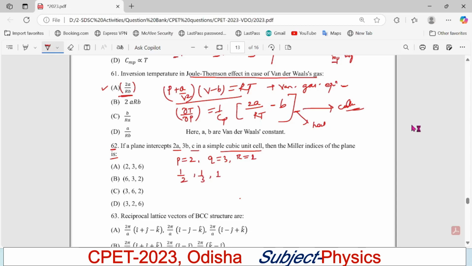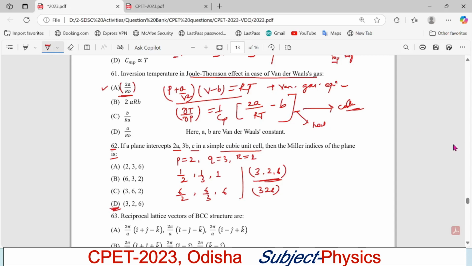So multiplying by 6: 6 by 2, 6 by 3, 6 by 1. So this will be 3, 2, 6. So 3, 2, 6 is the Miller indices of this plane. 326. Option D is the correct answer.